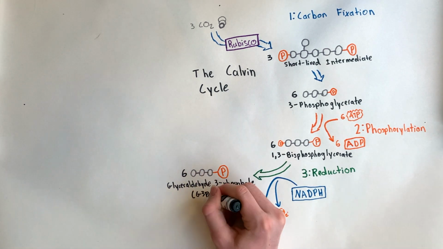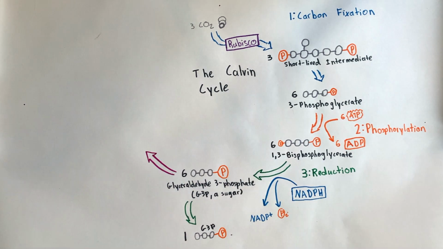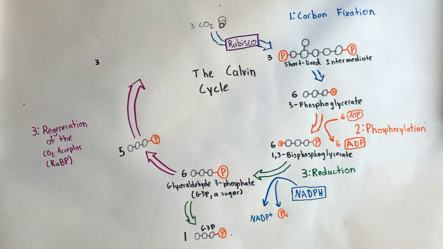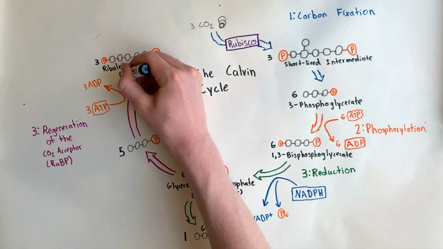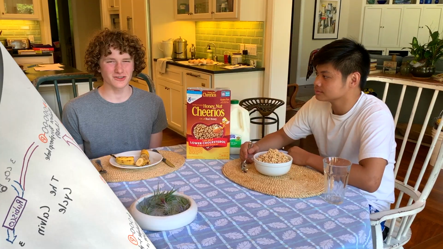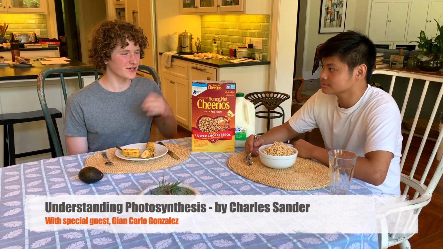1 G3P leaves the cycle, and 5 G3P remain to form 3 more ribulose bisphosphates, starting the cycle again. The G3P molecule binds with another G3P molecule. In the conclusion of photosynthesis, we form 2 G3P molecules, which bind together to form sugar, the stuff that makes our cereal sweet.